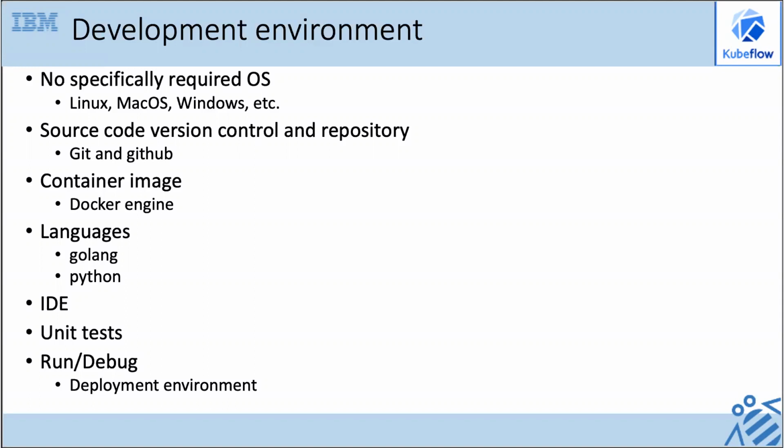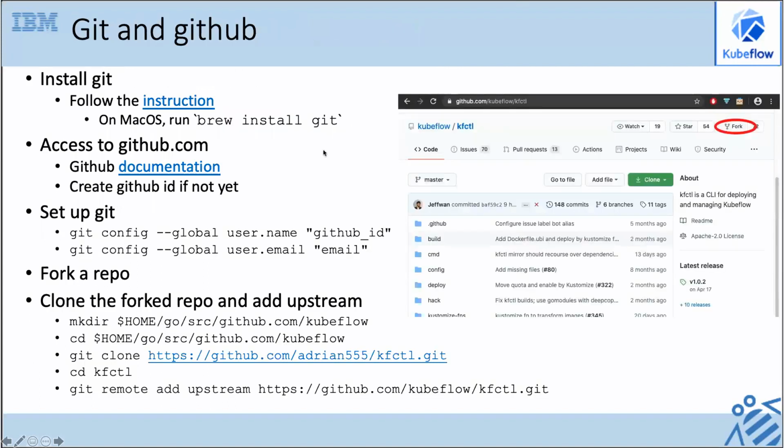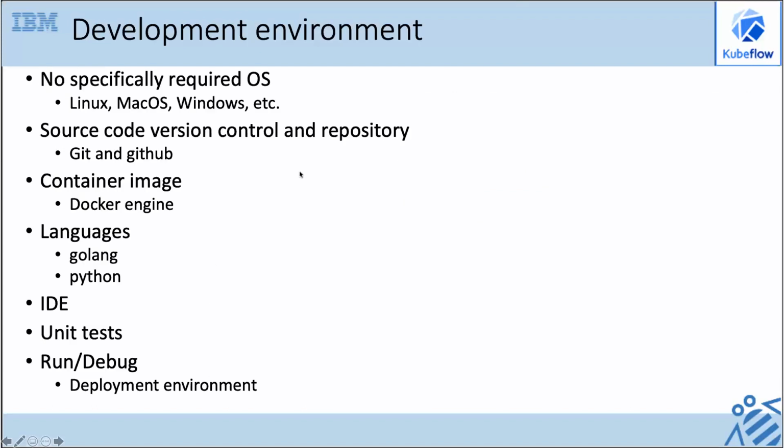Because we're talking about Kubeflow, which runs natively on Kubernetes clusters or OpenShift, there are a lot of Docker images, and so you need a Docker container engine to build an image and push it to a repository for your image and so on. So we also need to set up the Docker engine for that.